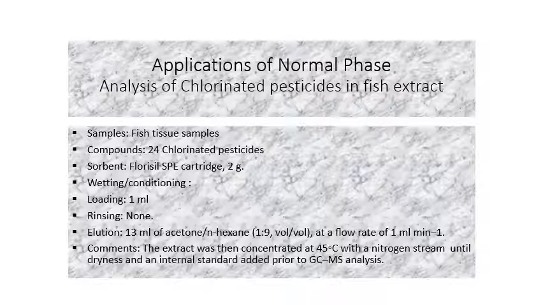Wetting and conditioning: the cartridge is cleaned with 12 ml of hexane and air dried for 1 minute, followed by conditioning with 5 ml of hexane. Then loading of sample: 1 ml of the sample extract is loaded onto the cartridge. Then rinsing is not allowed.